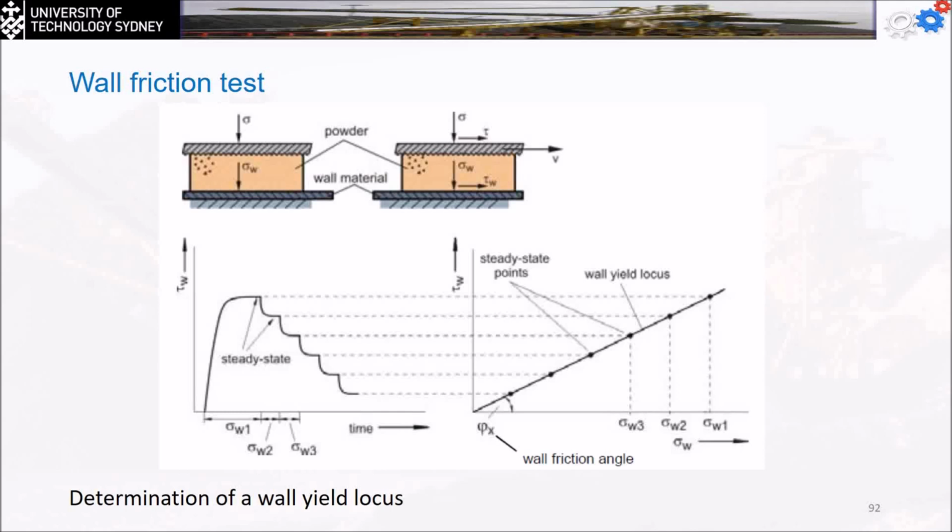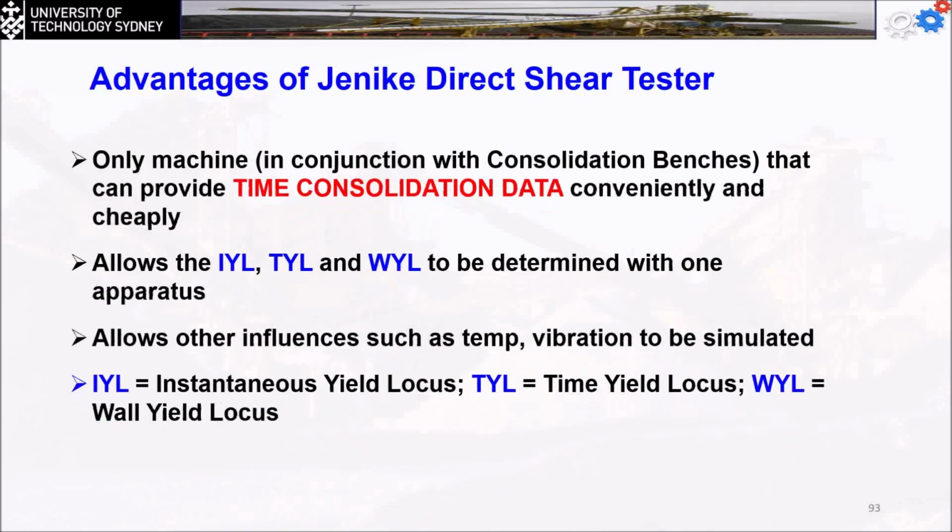The advantage of the Jenike direct shear tester is that it's the only machine that can provide the time consolidation data conveniently and cheaply. We always check the IYL, the TYL, and the WYL to remain in one apparatus. It's mentioned here; I was about to ask you what that means, but actually it's shown here. All other influences such as temperature and vibration can be simulated. So this machine can give you the instantaneous yield locus, the time yield locus, and the wall yield locus in one test. That's almost similar to the machine we are going to use in the lab.